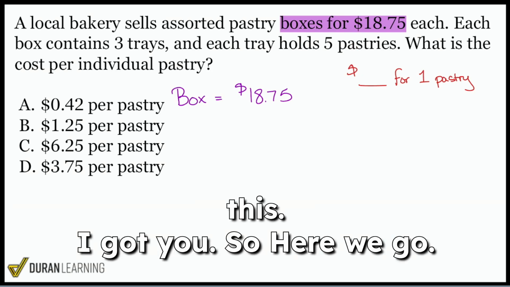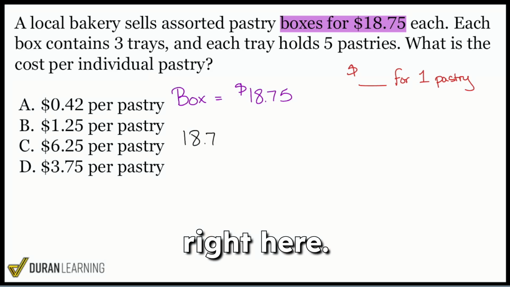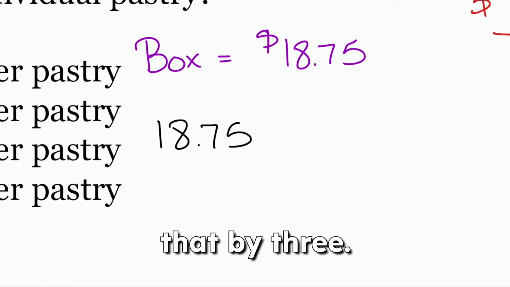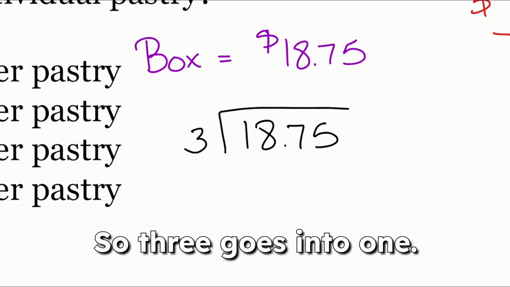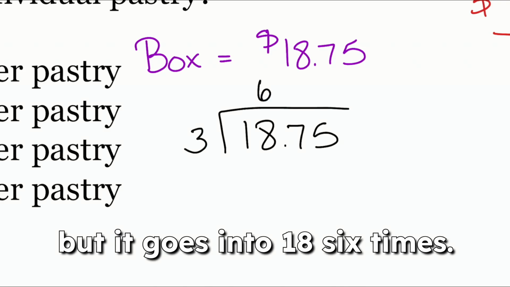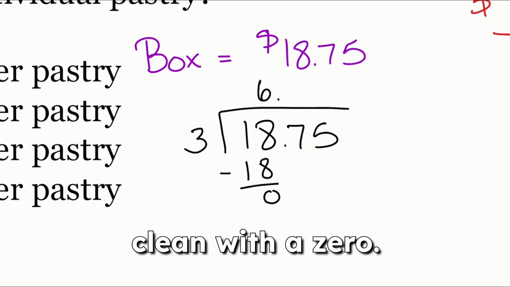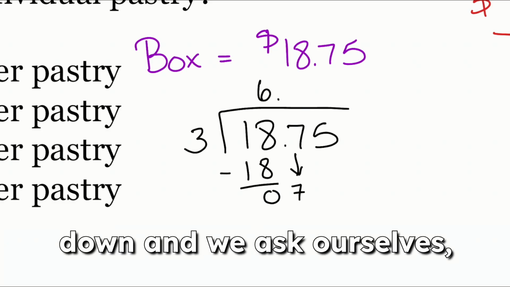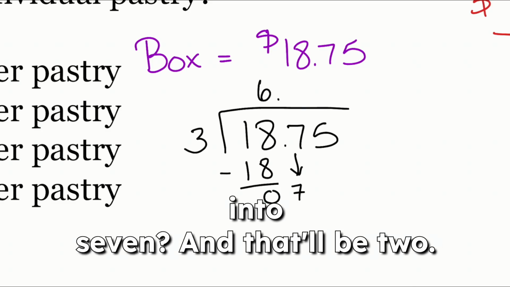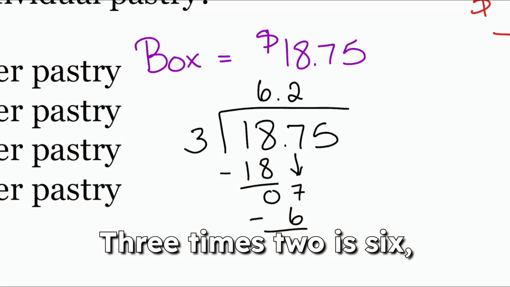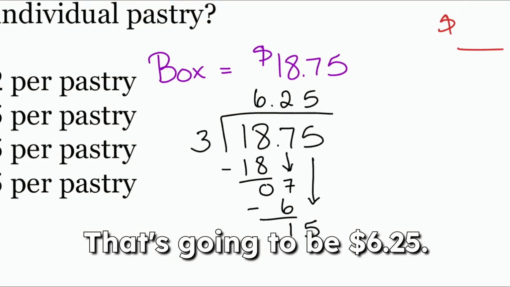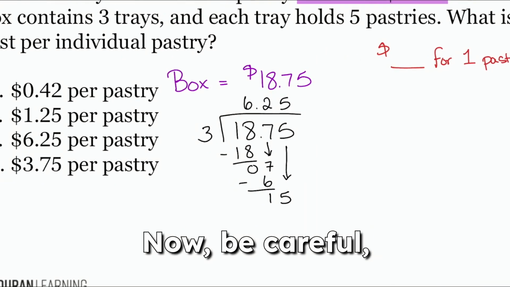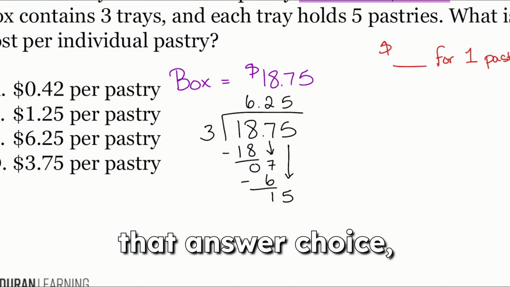Here we go, $18.75, and let me zoom in. We're going to divide that by 3, so I'll move this over here and draw my little box. 3 goes into 1, it doesn't, but it goes into 18 6 times. That's nice and clean with a 0. Then we bring the 7 down, and 3 goes into 7 twice. 3 times 2 is 6, leaving 1 behind. Then we drop the 5, and 3 goes into 15 5 times. And there we are, that's going to be $6.25.